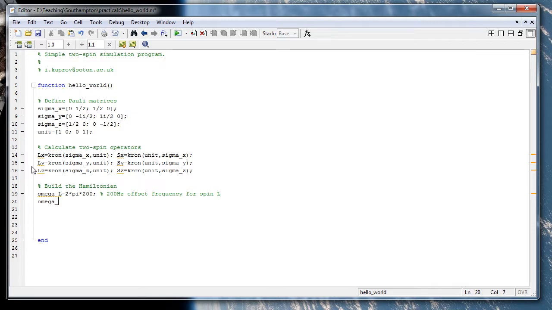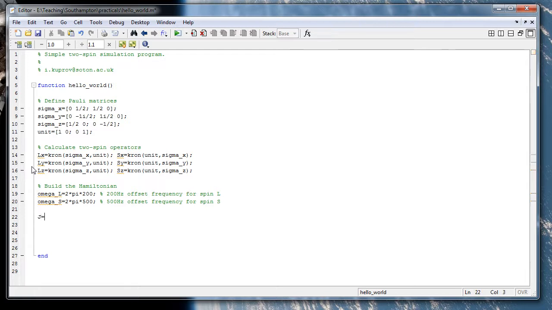Similarly, omega S would be 2 times pi, let's say 500. That will be 500 Hertz offset frequency for spin S. You see, we don't just put random numbers in without any comment. We know that these parameters are the ones we've chosen, we note that in the code, and then we give a descriptive name to it. So omega L, if you read a typical textbook, would be the actual notation for that frequency for spin L.